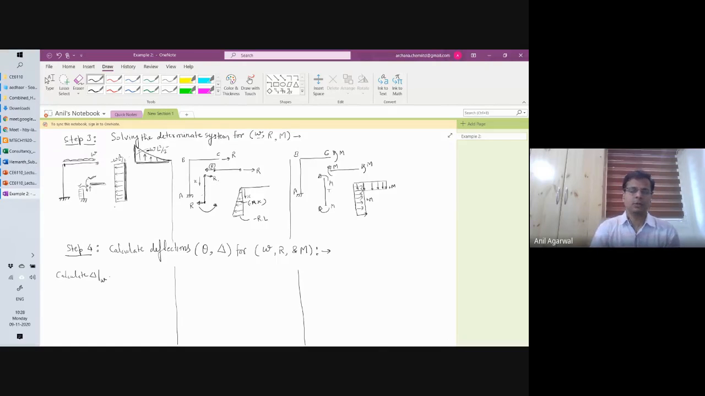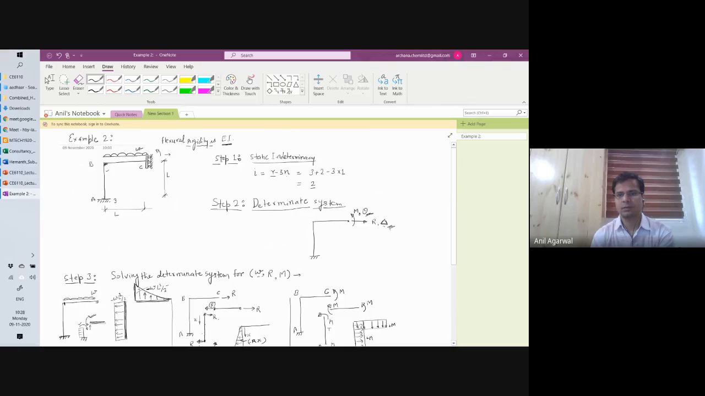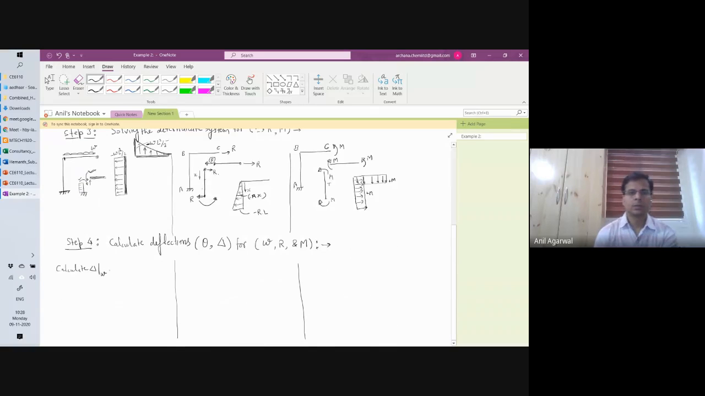The way I do it, you can apply it. You can reverse the order. I tend to apply the virtual load first, right? So if I want to calculate delta, I have to apply the virtual load in what direction? Delta is this movement that we had released, right? So if I want to find the value of delta, the virtual load has to be R equal to 1. If I want to calculate theta, the virtual load has to be M equal to 1.